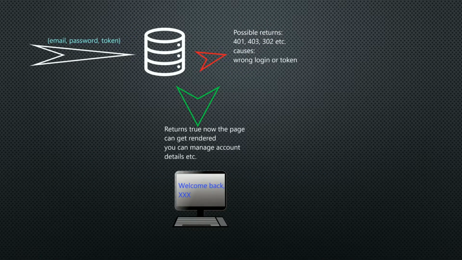Now, when that information arrives, the database checks if the token is valid, if the email is valid, if the password is valid. Possible fail returns are for 143302. If it returns 200 or 201, it means it was valid, and now it will load the account management page, for example, containing your subscription plan or the games you purchased, or stuff like this.